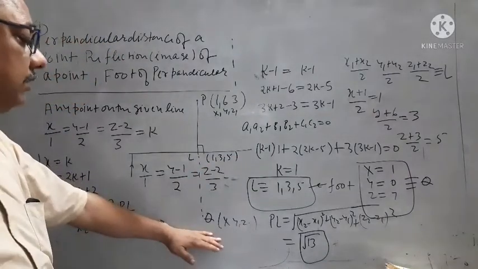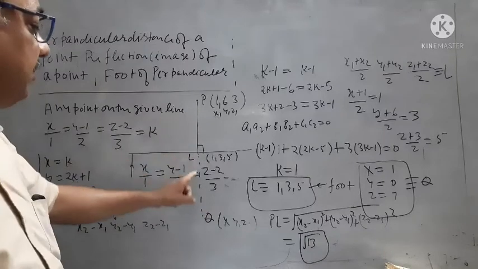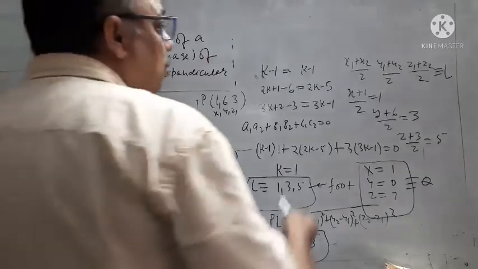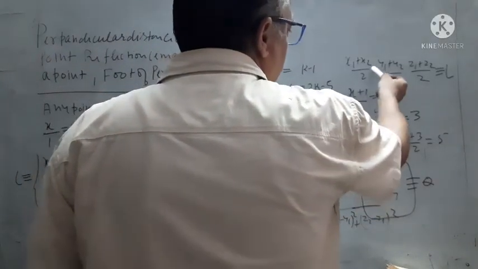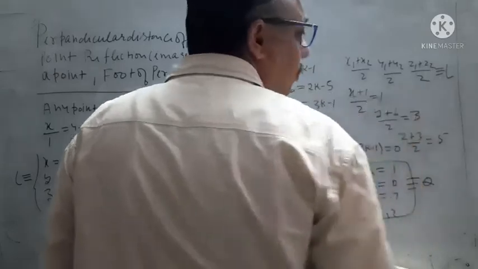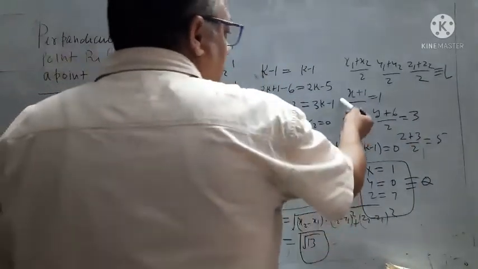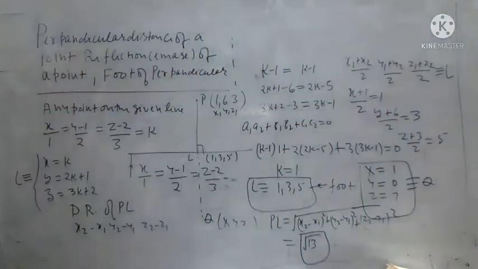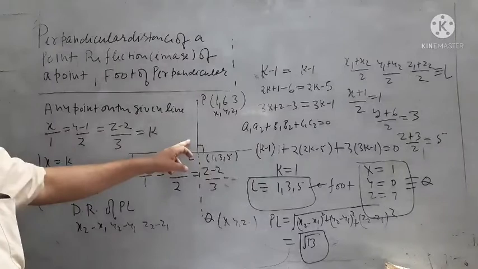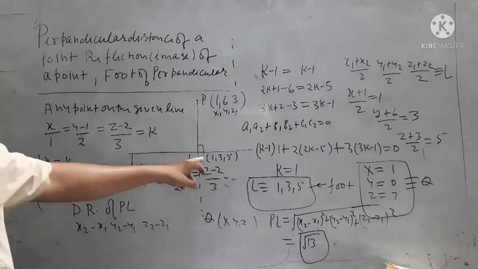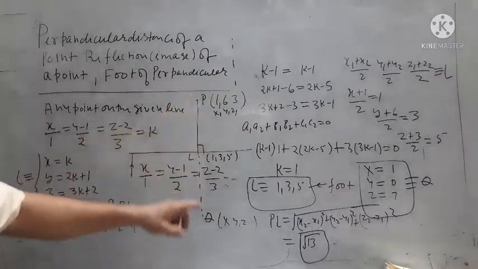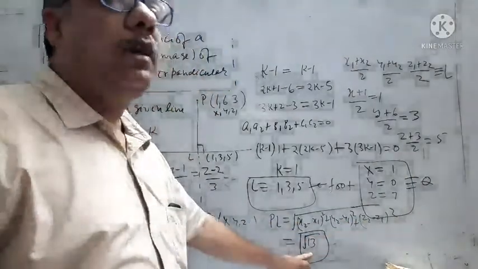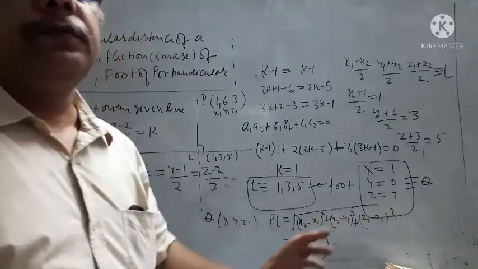Now for the image, L is the midpoint. Therefore, using the relation (x1 plus x2) by 2, (y1 plus y2) by 2, (z1 plus z2) by 2 equal to L, and putting this here, we will find the coordinates of Q. Similarly, to obtain the distance PL, we know the coordinates of L and P, and using the relation (x2 minus x1) whole square and so on, PL becomes under root 13.